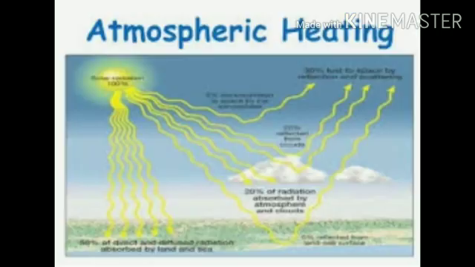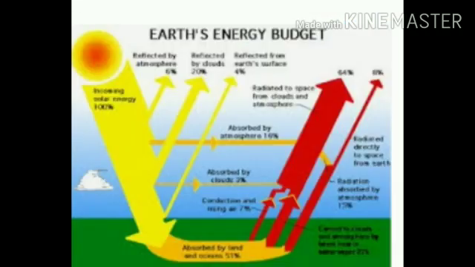Now we will discuss the heating of the atmosphere. As the insolation enters the atmosphere, a part of it is reflected by the clouds, snowfields, oceans, and other water bodies on the earth. A part of it is scattered by dust and other solid particles. As you can see in this image, about 35% of the total insolation that reaches the atmosphere is directly reflected back to space by dust, clouds, and air molecules.